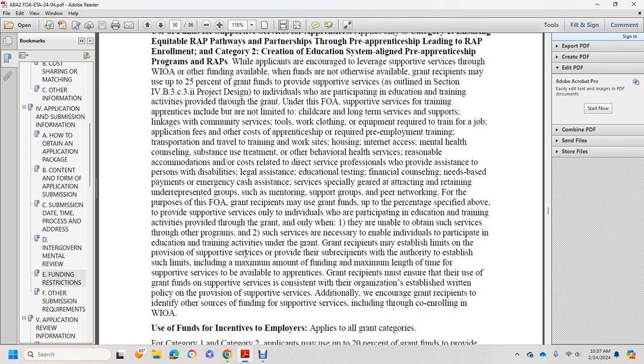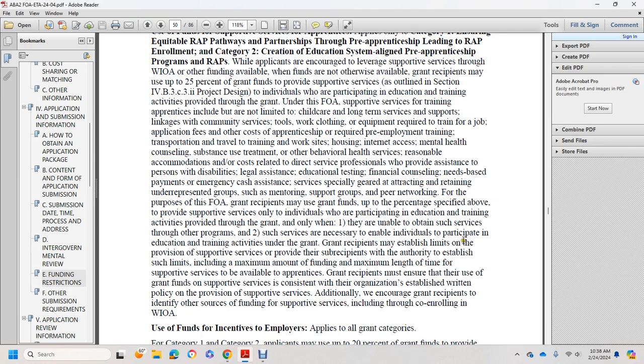Grant recipients may use the grant funds, up to the percentage specified above, to provide support services only to the individuals participating in the education and training activity provided through the grant, and only when unable to obtain such services through other programs, where such services are necessary to enable the individuals to participate in education and training under the grant.